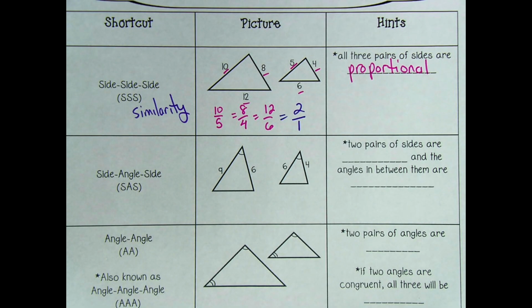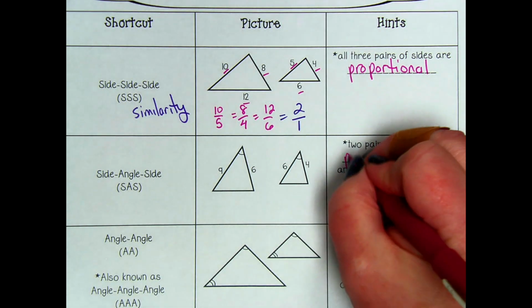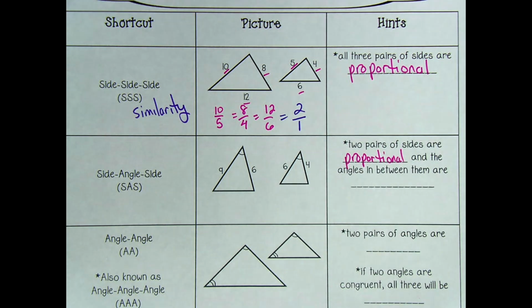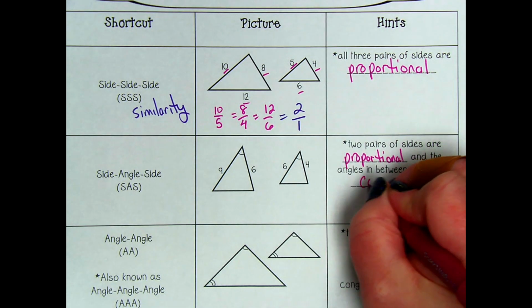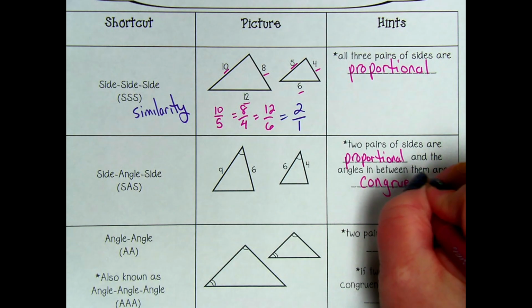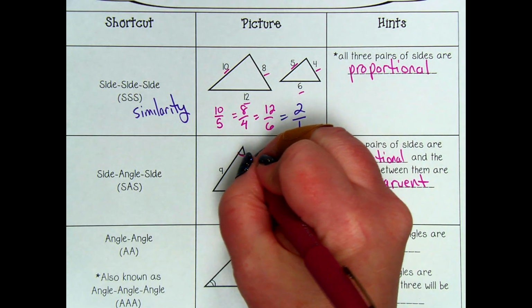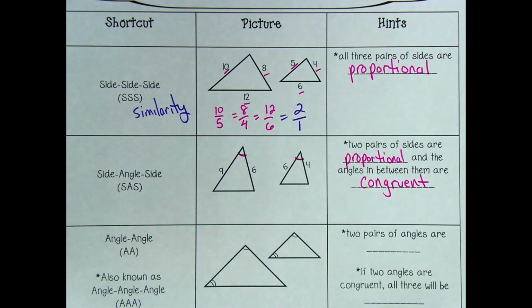Another shortcut is side angle side similarity. So that means that 2 pairs of sides must be proportional and the angles in between them are congruent. So if I look at this example, I can see that these angles are congruent, and it's always easier to start with the angles.